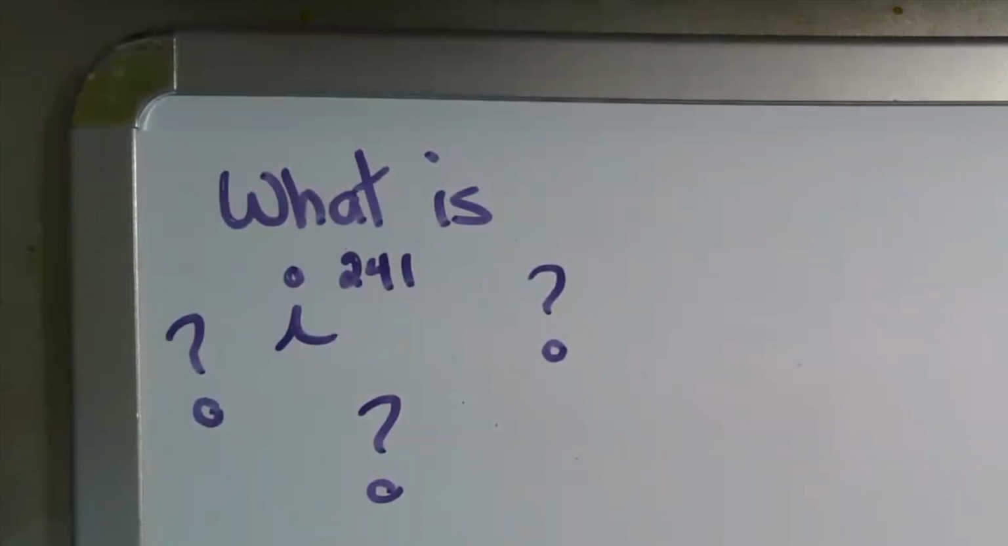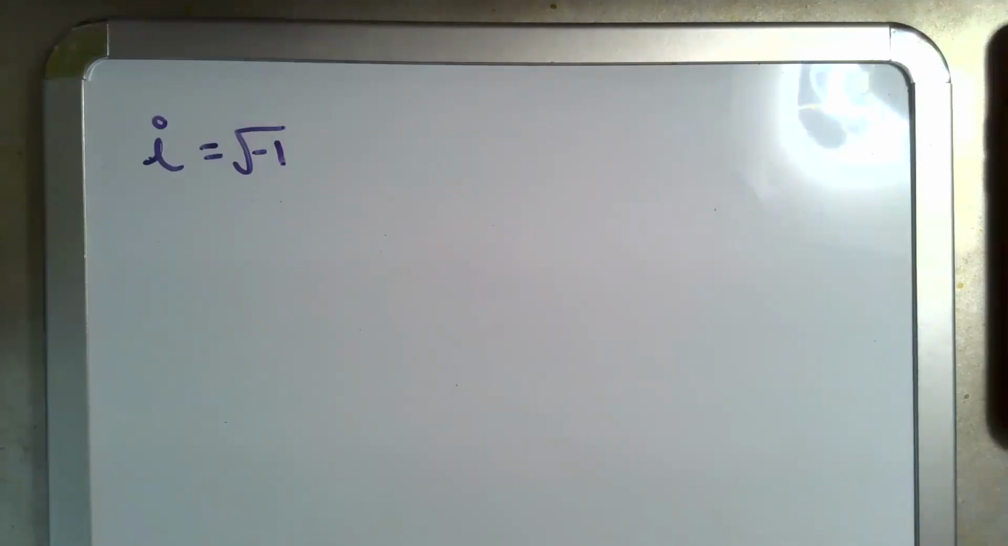Okay, what is i to the 241st? Well, let's start with actually, what is i? So i is the imaginary number and it stands for the square root of -1.